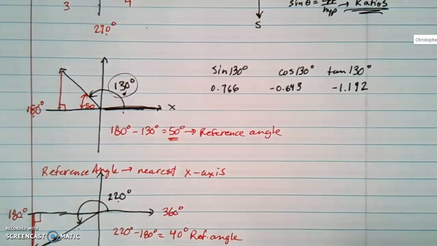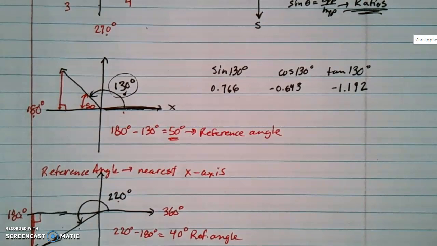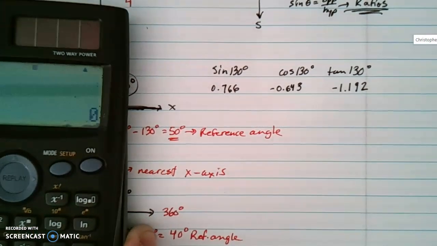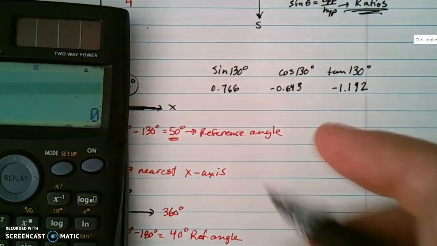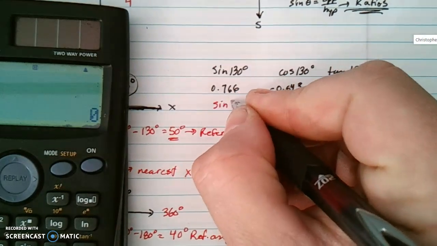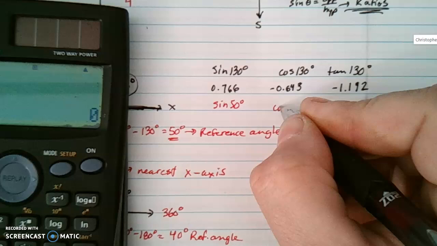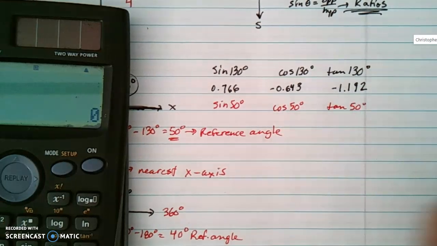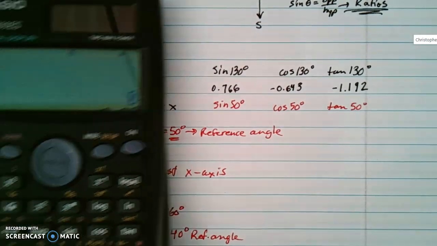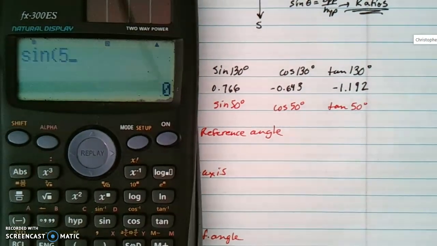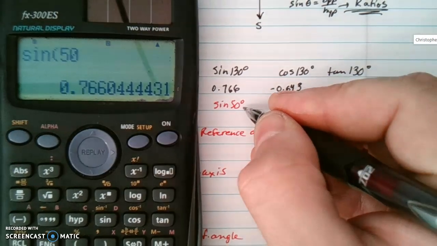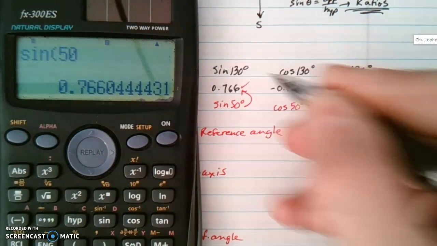Now 130 doesn't fit in the right triangle, doesn't work for my definitions, but I told you the reference angle is 50 degrees. So now I'm going to come back, and I'm going to type sine of 50, cosine of 50, and tangent of 50. Okay? And see what I get. So sine of 50. And what do I get? The same answer.